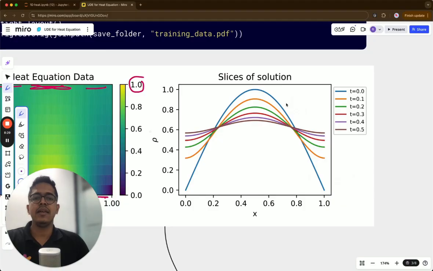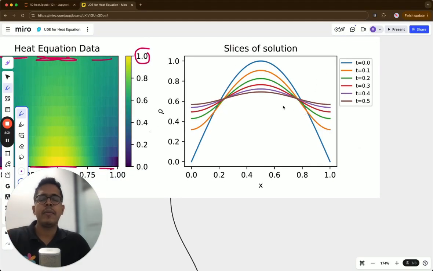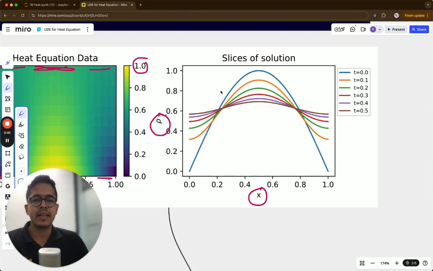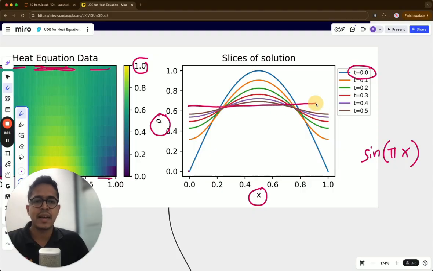And these are the slices of the solution. What do I mean by that? At different time points, we are plotting the temperature as a function of x. So here the y-axis is temperature, x is just x. Each plot is at a different time point. The initial temperature distribution, if I remember, is sine of pi x. So sine of 0 is 0, sine of pi multiplied by 1 is also 0. In between, in the middle, it's 1. Then as time progresses, it becomes like this. Eventually, it will become just a straight line if you plot this after a long period of time, which we can do.